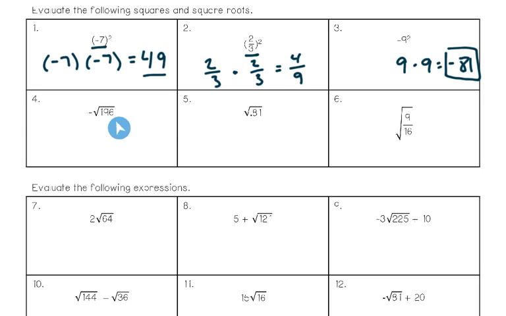So now let's look at numbers 4 through 6. These are all square root problems. So I'm going to go through them for you. But if you feel like you can try them by yourself, you're welcome to pause at any time and go ahead and then come back and check. But I'm going to go ahead and just go through them with you because they're a little bit tricky.